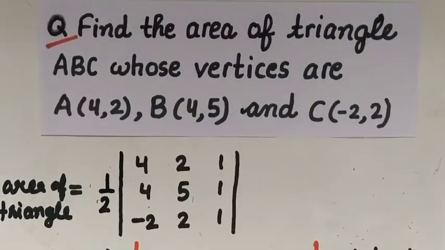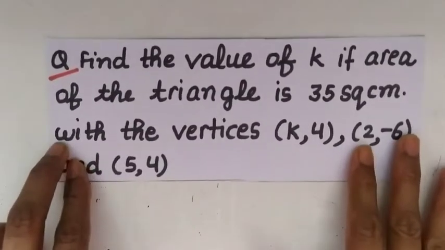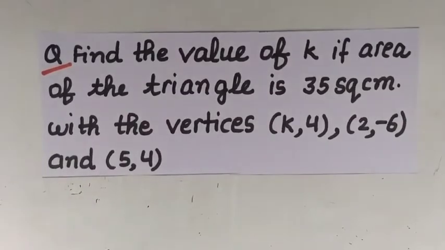So students, let us come to the next question. Our question is, find the value of k if the area of the triangle is 35 square centimeter with the vertices (k, 4), (2, minus 6) and (5, 4).